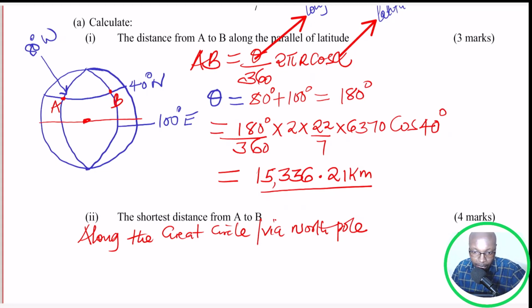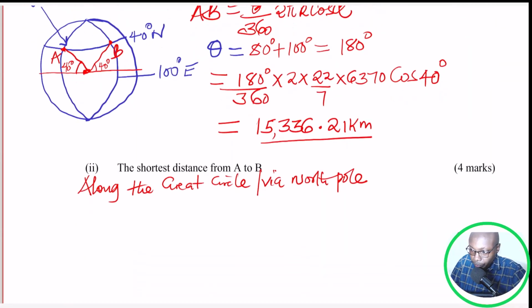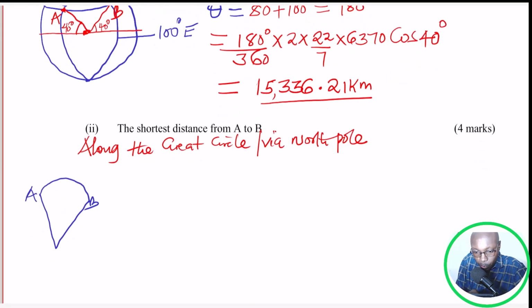Both places are 40 degrees to the north. So that is A, that is B. So both of them are 40 degrees north from the equator. So you notice you will form a sector, which looks like this. So this is point A, this is point B. This is what you're going to form, whereby this is the equator. So this is 40 degrees and this one is 40 degrees.